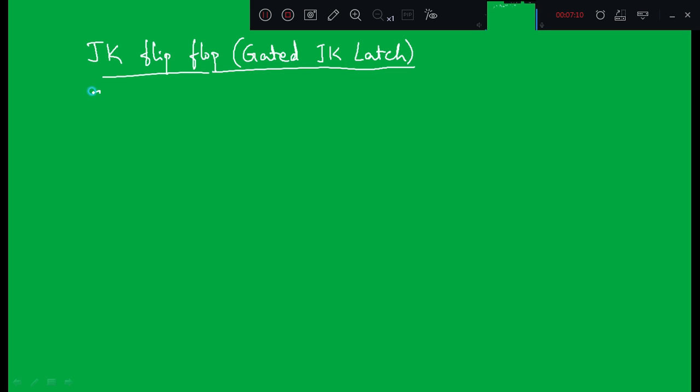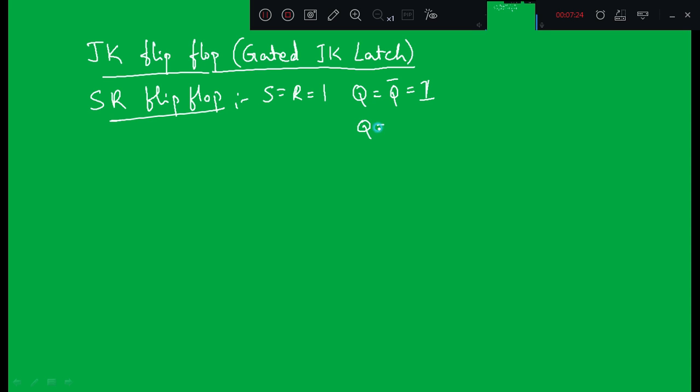So what is the disadvantage of the SR flip flop? As we have already discussed, for the last combination of the SR flip flop, when S is equal to R is equal to 1, we will get Q is equal to Q bar is equal to either 1 or Q is equal to Q bar is equal to 0. In case of the SR latch, we got Q bar is equal to 1, and in case of the S bar R bar latch, Q and Q bar is equal to 0, which are not complements of each other, right? So this state is called the forbidden state.